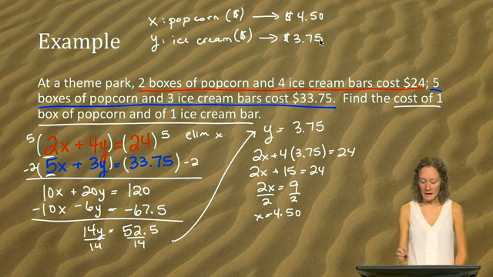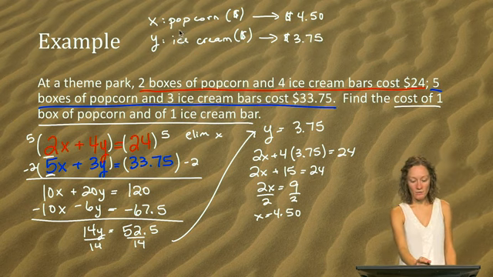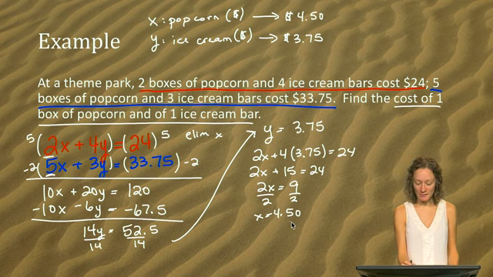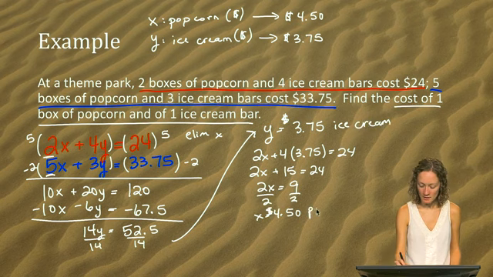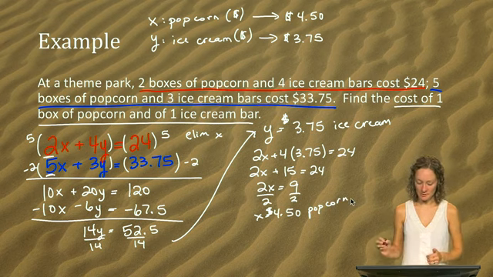$3.75. Now, if you have already identified what x and y are, then you don't have to label them. If not, you can write ice cream and popcorn, and that'll clear things up.